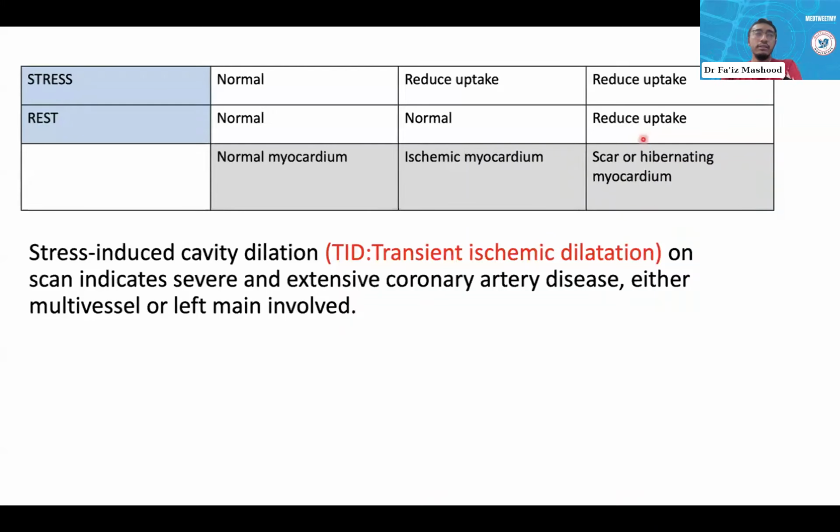So in certain circumstances, we can see during stress stage, it induced cavity dilatation, which we call transient ischemic dilatation. So this indicates severe or extensive CAD. Either we are dealing with multivessel or left main disease, right?